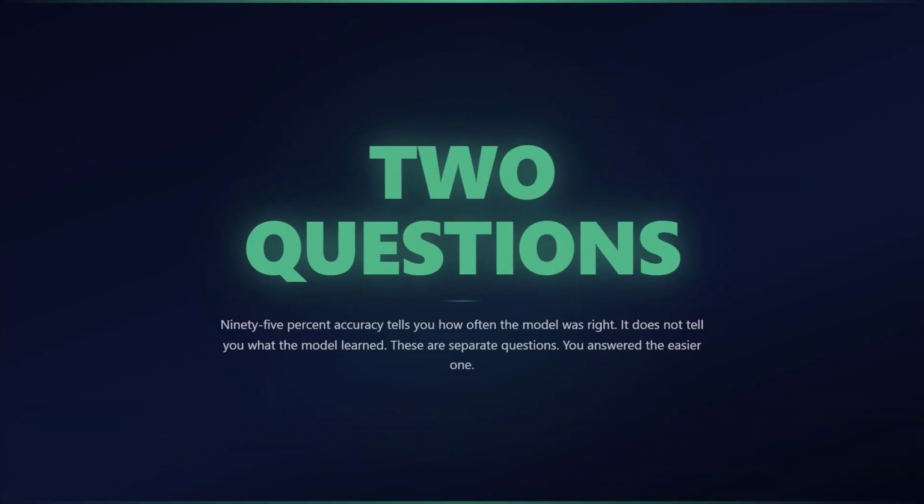That is exactly the problem. 95% accuracy, and nobody asked what it learned. Those are 2 separate questions. You answered the easier one. But what if you're wrong? What if it did learn the pathology, and the scale bar is just a coincidence?